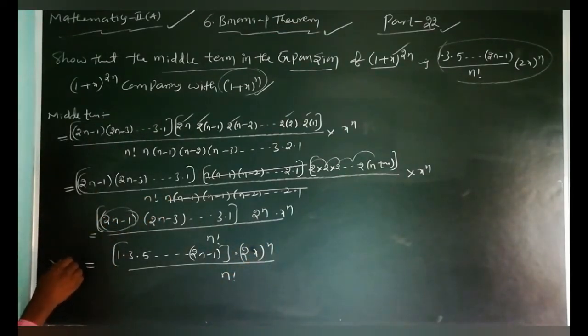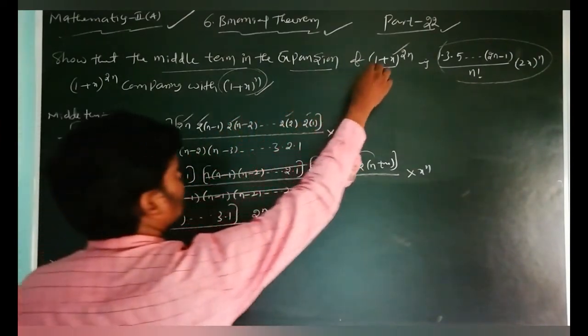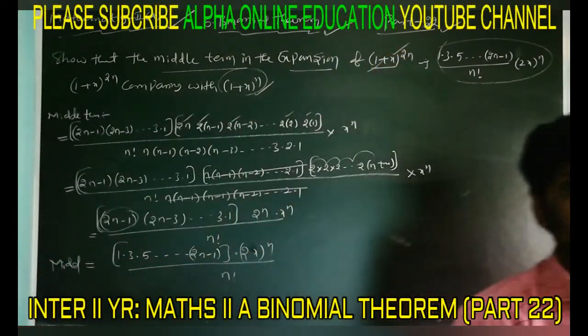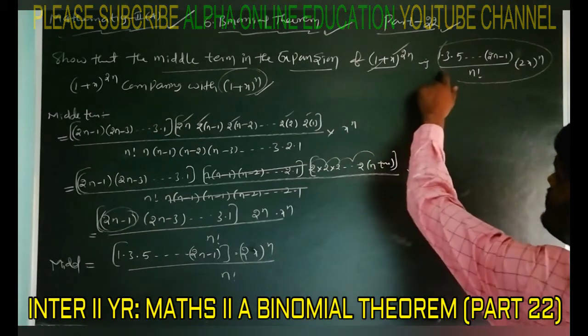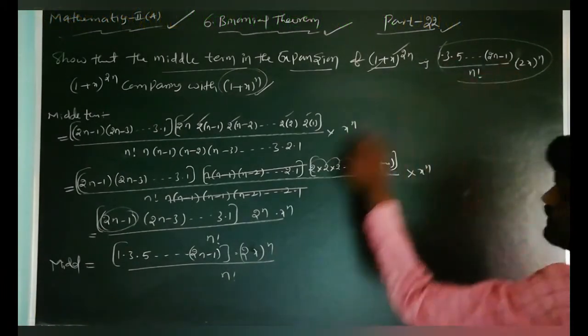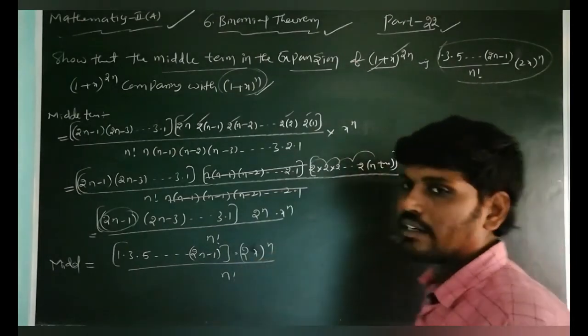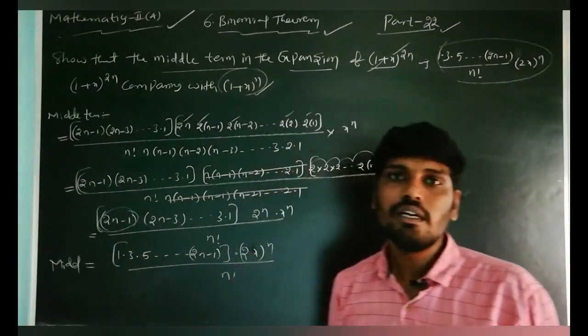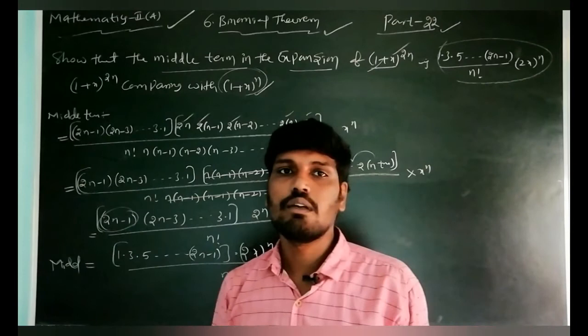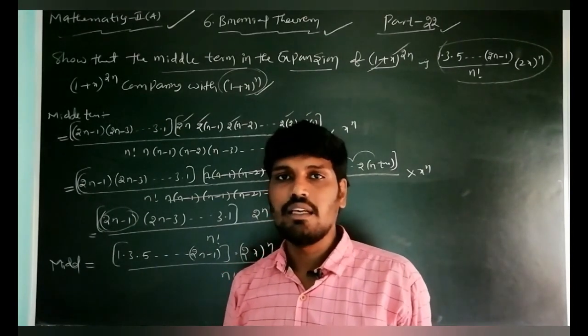This is the middle term of (1 plus x) whole power 2n. Once again check, this is correct or not. 1 into 3 into 5 and so on 2n minus 1 into (2x) whole power n, whole by n factorial. This is the middle term. This problem can also be an expected 7 marks question in binomial theorem.